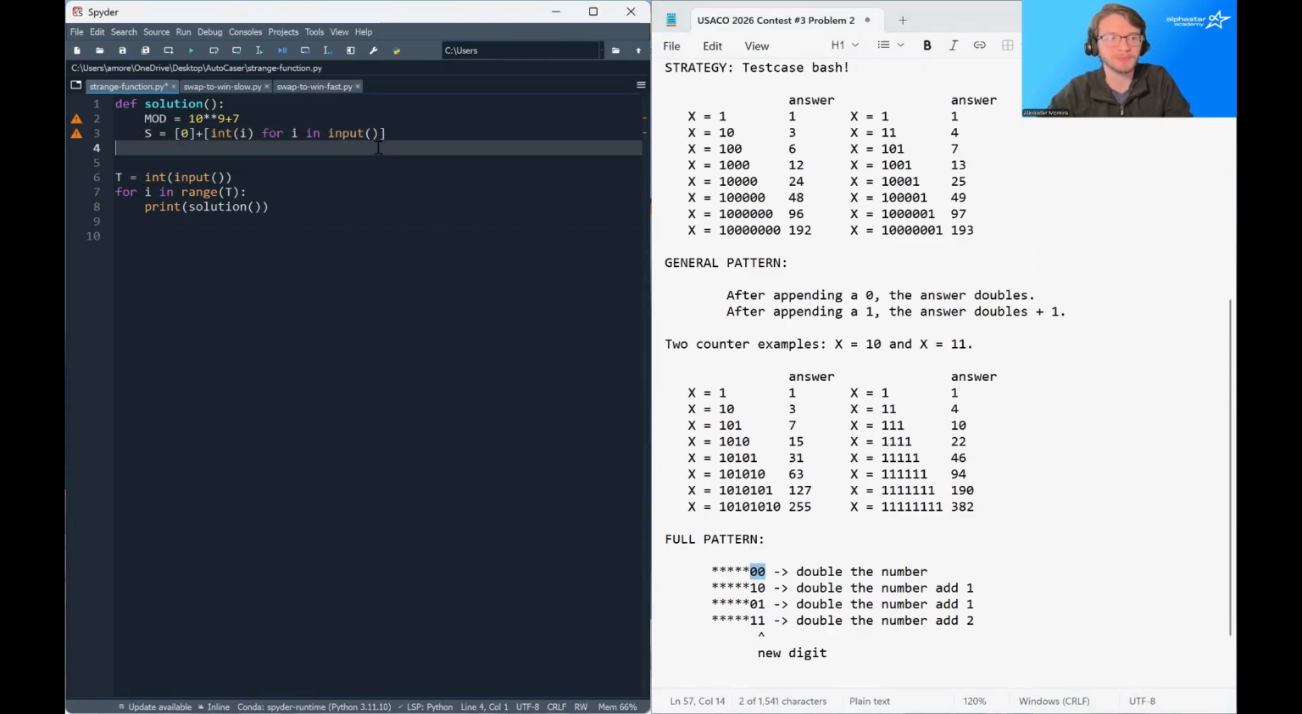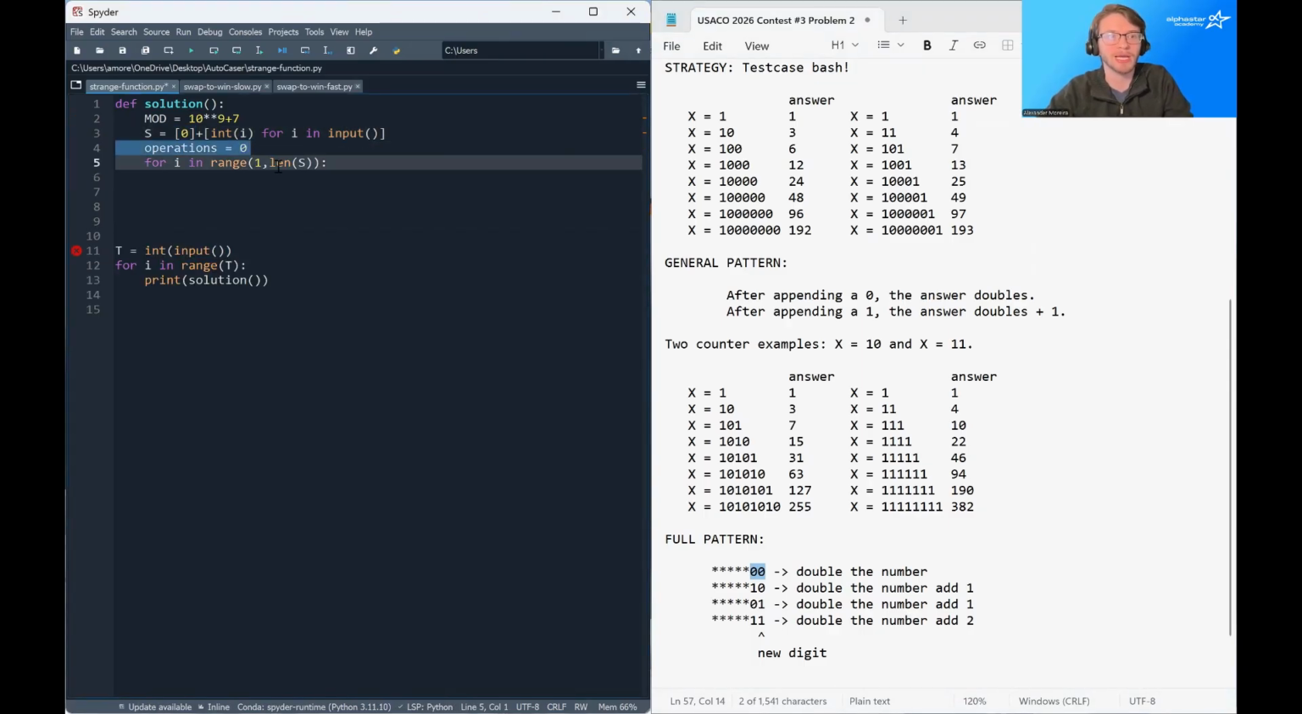way of handling it. And then we're going to have an operation count, and we're going to loop over the entire length of S, and we're just going to look at the two most recent numbers. If the two most recent numbers mod 2 are 0, we're going to double our operation count. If the two most recent numbers, mod 2, are either 1, 0 or 0, 1, we'll double the number and add 1. Or if they're both 1, then we'll double the number and add 2. So there are three cases here.